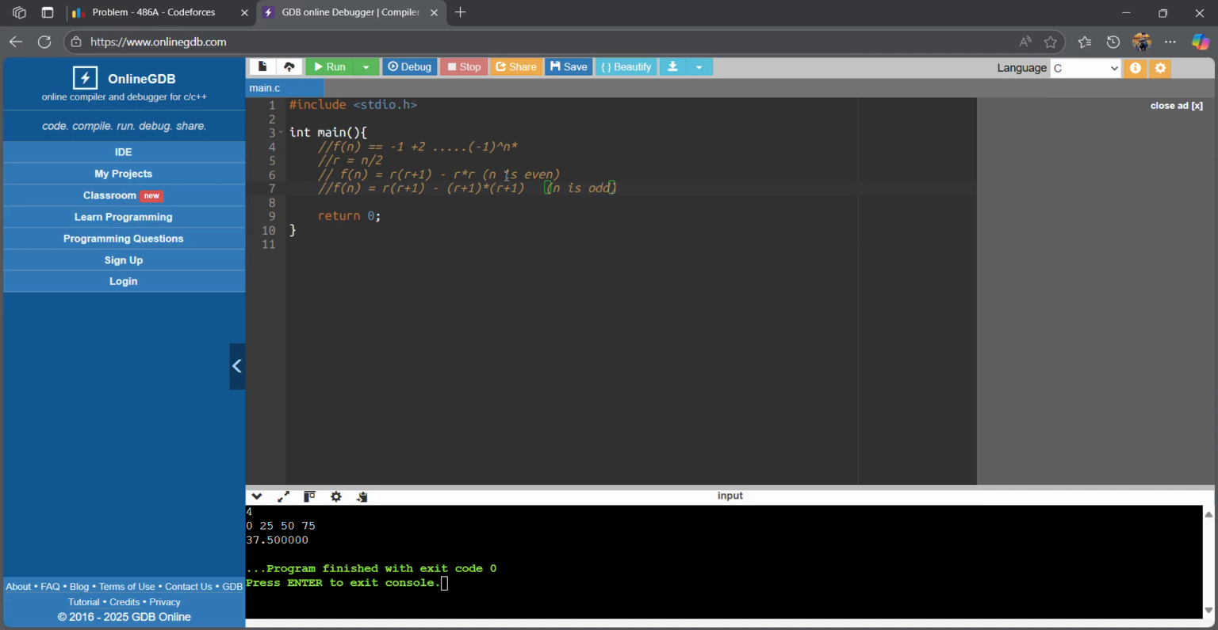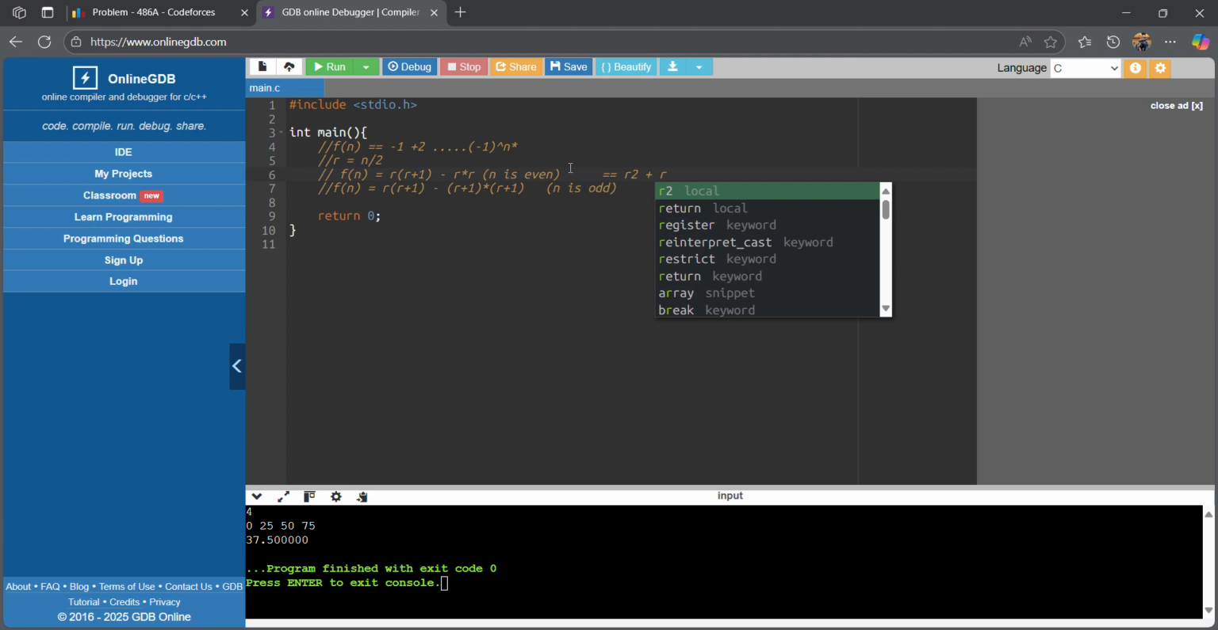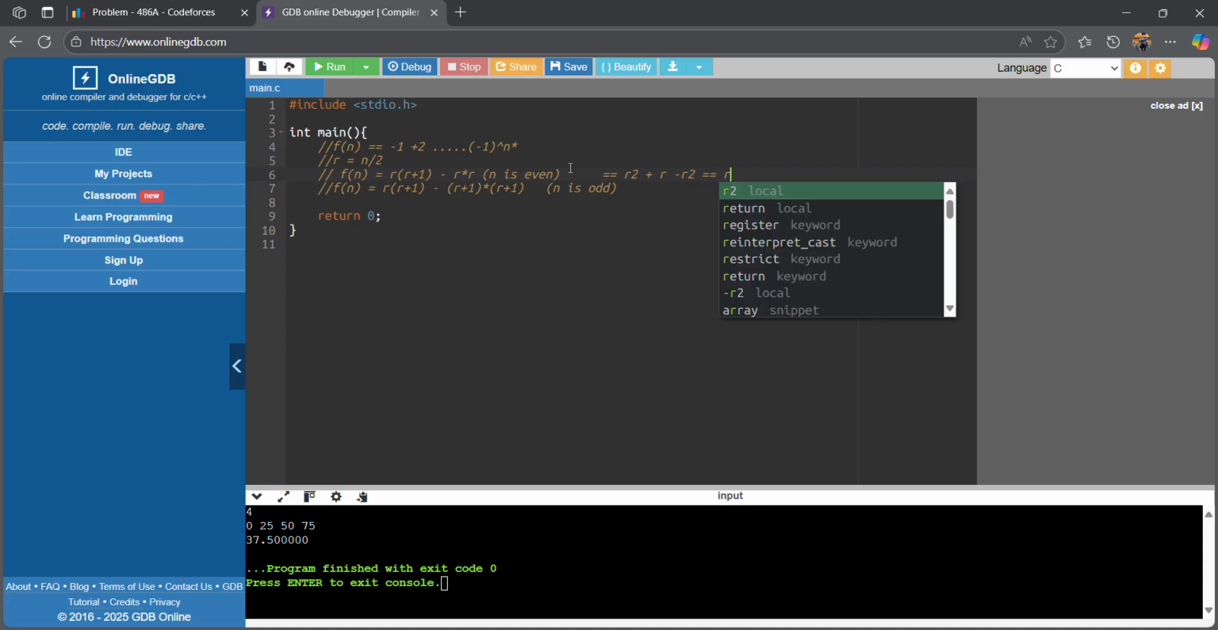N is odd. When n is odd, this is what it would look like. So yeah, we should simplify it. This would simplify to r square. I am just writing R2 to represent R squares. So R2 plus R minus R2. So this would result in just R only.